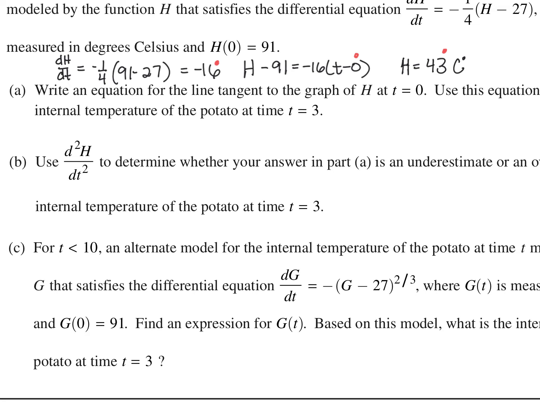All right. Use the second derivative to determine overestimate or underestimate. Explain to me why we would need the second derivative when we're dealing with a tangent line approximation. Concavity. Okay, and concavity is going to tell me what? Whether it's overestimation or underestimation. Okay, concave down will be an overestimation, concave up will be an underestimation.